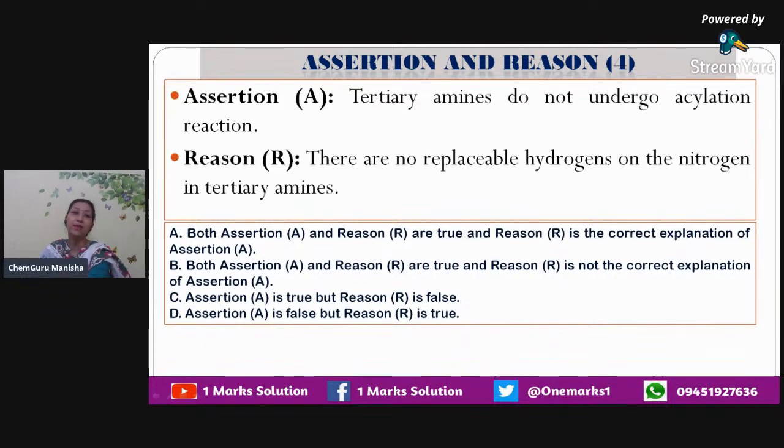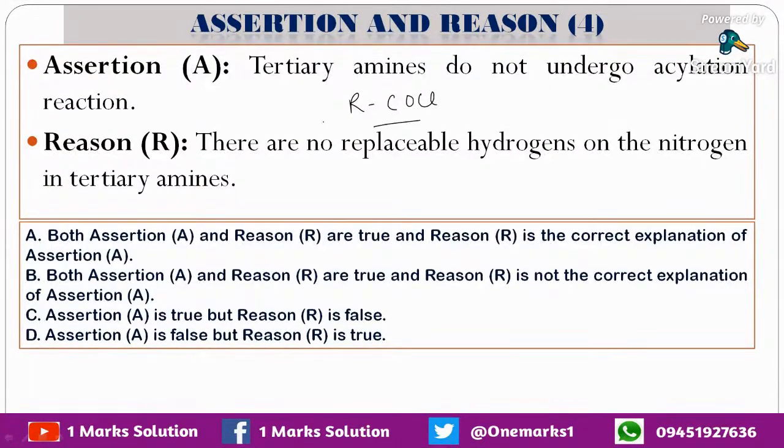The fourth statement that we have is: tertiary amines do not undergo acylation reaction. What does that mean? Acylation is a reaction where you form compounds with RCOCl. Since you do not have an active hydrogen with tertiary amines, normally, if you just imagine this to be H, what happens? This is secondary, and this H will go off with the Cl as HCl. But when you have tertiary, you do not have any active hydrogen, so that HCl will not go off. If the HCl is not going to go off, the acylation reaction will not happen.